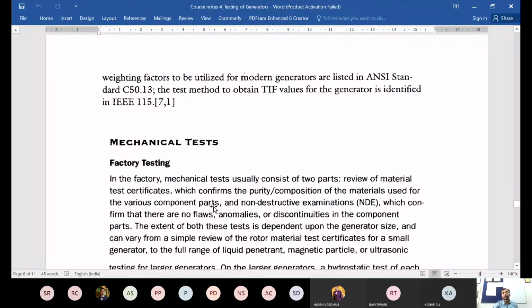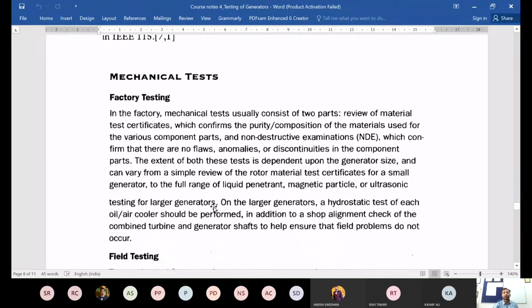There are some tests which are done in the factory and then some which are done in the field. So let's look at the mechanical tests to be conducted in the factory testing. In the factory, mechanical tests usually consist of two parts. One is the review of material test certificates, which confirms the purity or composition of the materials used for the various components. That's very obvious: the material used for manufacturing the machine should be of proper quality and purity.